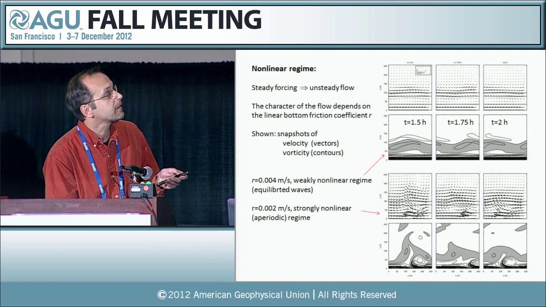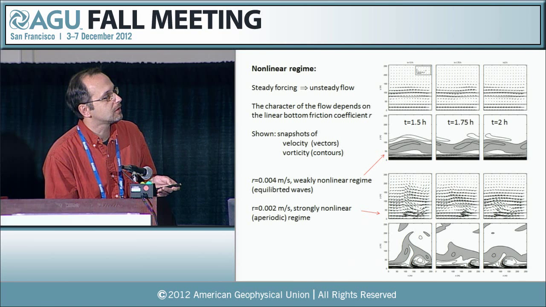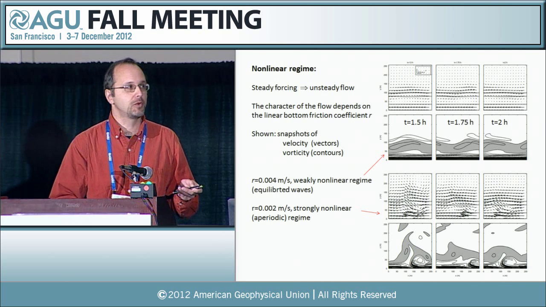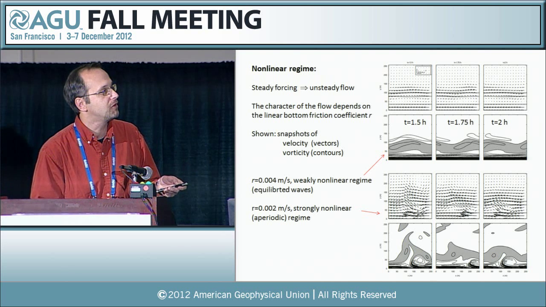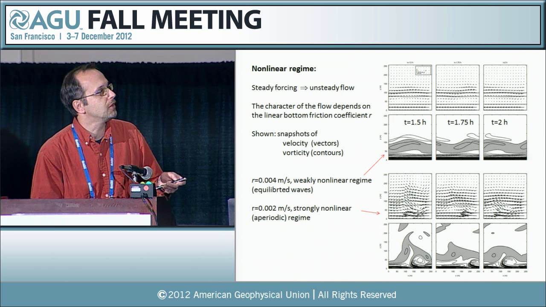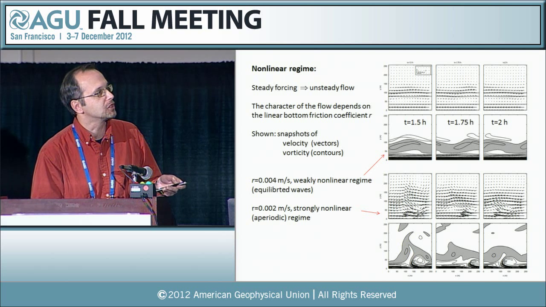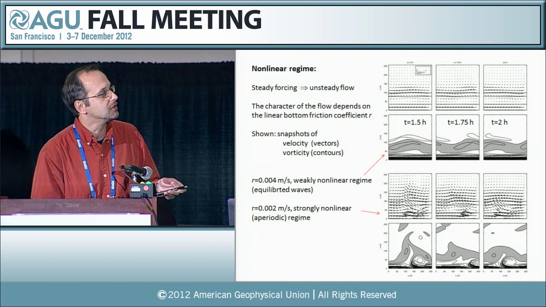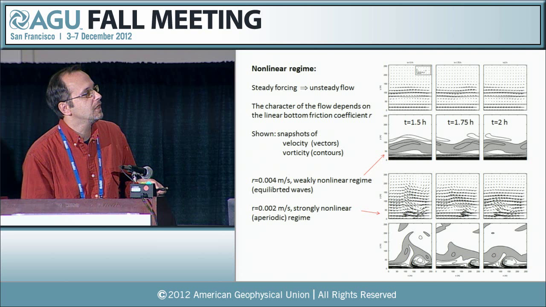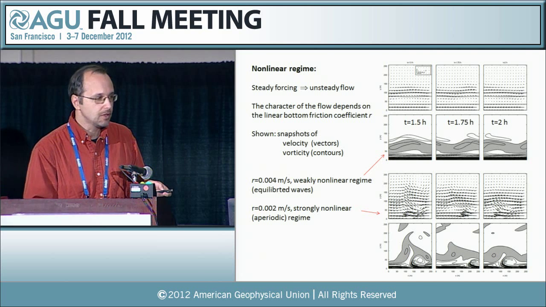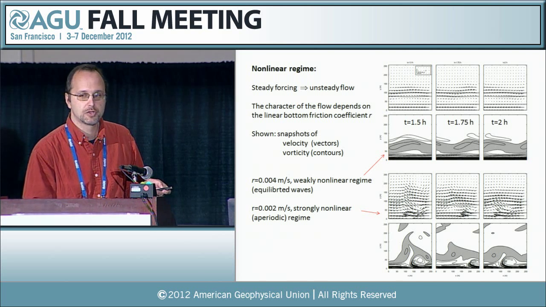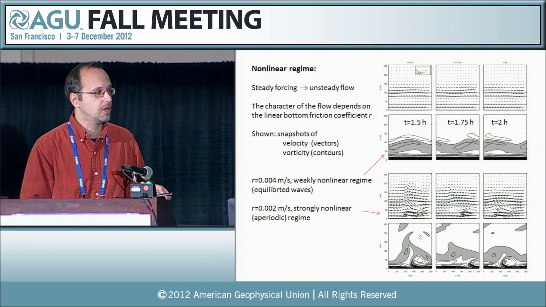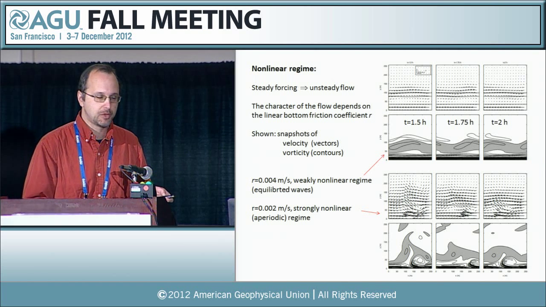If the coefficient of the bottom friction is small enough, then in response to the steady forcing, we have an unsteady flow. It can be like the equilibrated wave flow shown on this upper panel. Each panel shows a snapshot from the model, with velocities and vorticity as contours. Or if you decrease the friction coefficient even lower, in response to the steady forcing you have an aperiodic regime with a continuous wavenumber-frequency spectrum.